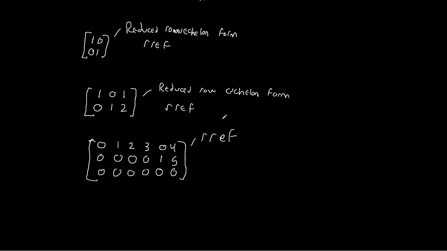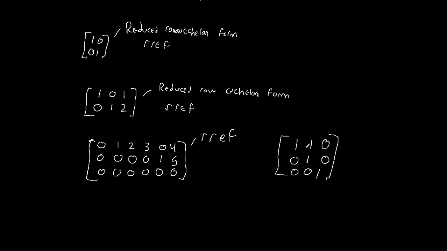So now I want to look at an example of a matrix that is not, I repeat, is not in reduced row echelon form. And this is going to be our last example. I want to look at this example of 1, 1, 0, 0, 1, 0, and 0, 0, 1. Pause the video for a second and see if you can figure out why this is not in reduced row echelon form.